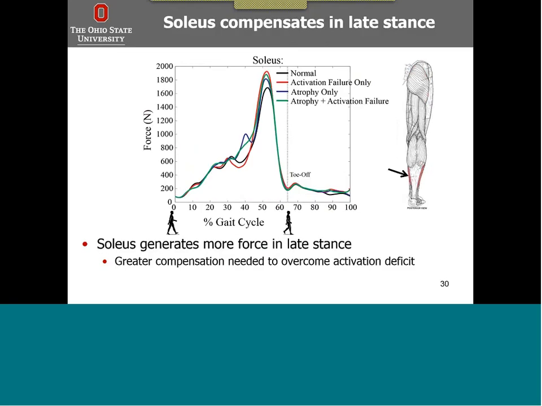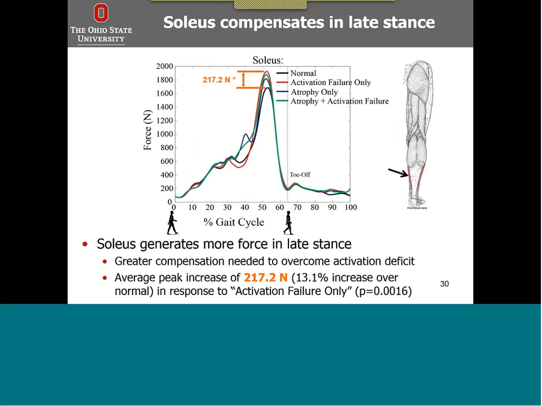Looking at the force output for the soleus muscle, we saw that it compensates and generates more force in late stance. And interestingly, we saw that there was greater compensation needed to overcome the activation deficit of the quadriceps, with an average peak increase of a little over 217 newtons, or 13% increase over the full strength simulation.